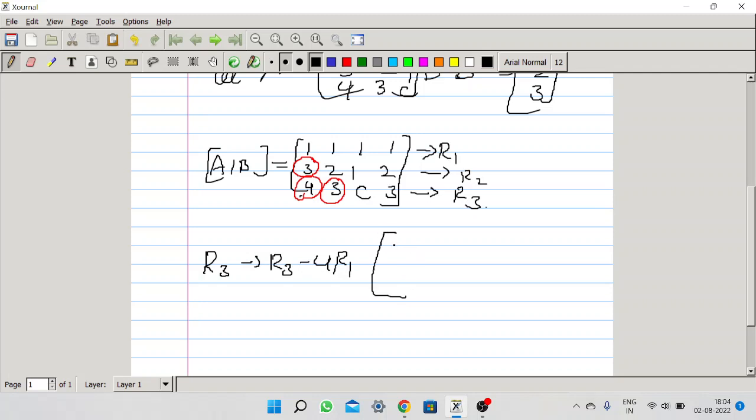Here the first row and second row will remain the same: 1 1 1 1 and 3 2 1 2. The third row will change. The first element will become 0, the second element will become 3 minus 4, that is minus 1. The third element will become C minus 4. The fourth element will become 3 minus 4, that is nothing but minus 1.